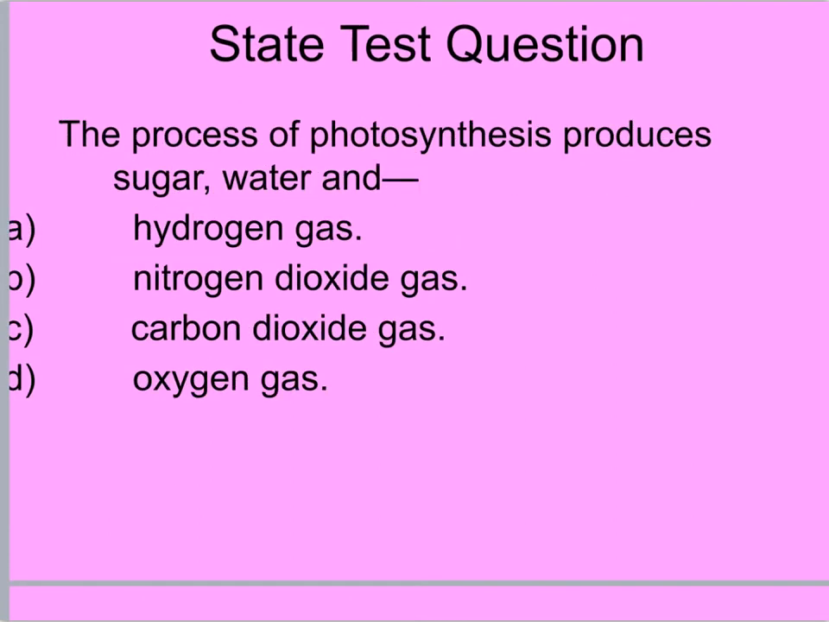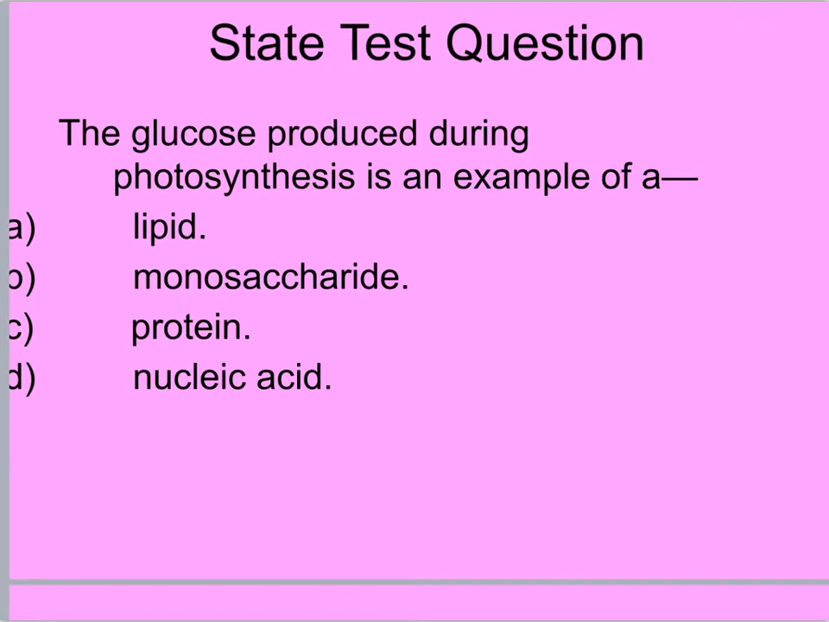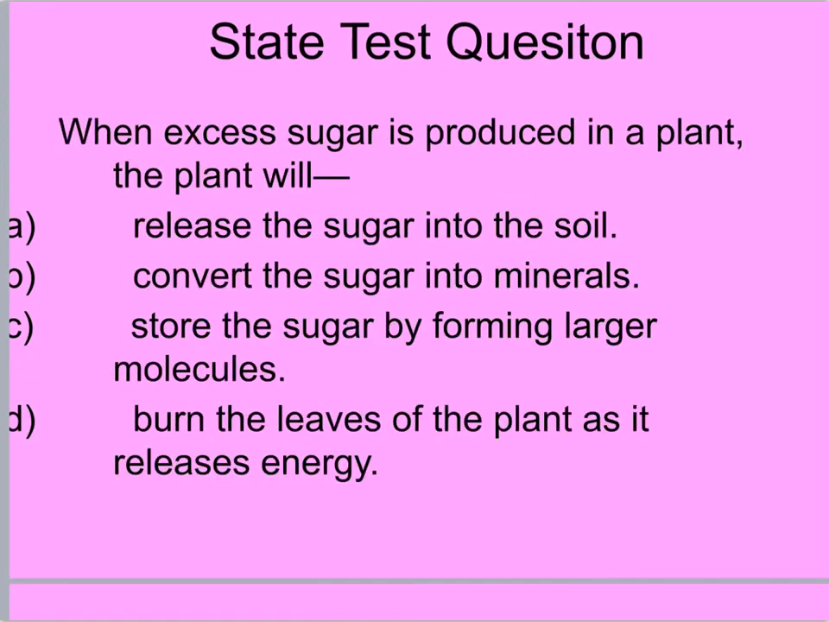The process of photosynthesis produces sugar, water, and, so these are products, if you recall, the light reaction produced oxygen gas. The glucose produced during photosynthesis is an example of a, hopefully you recall from the biomolecules unit, that glucose is a one sugar, a monosaccharide, carbohydrate.